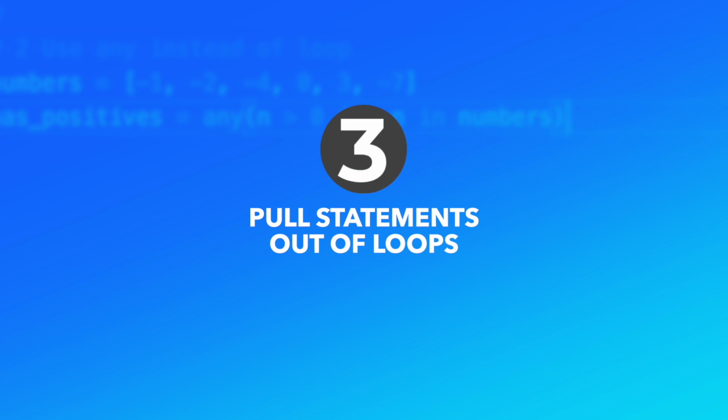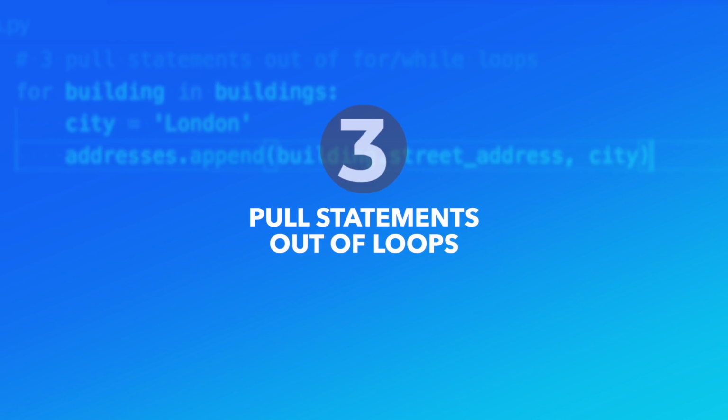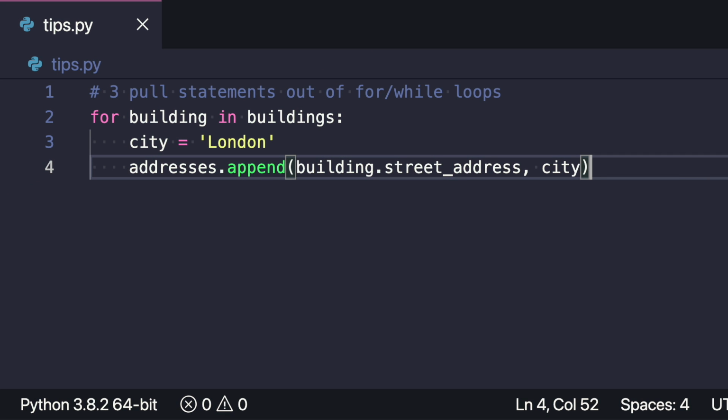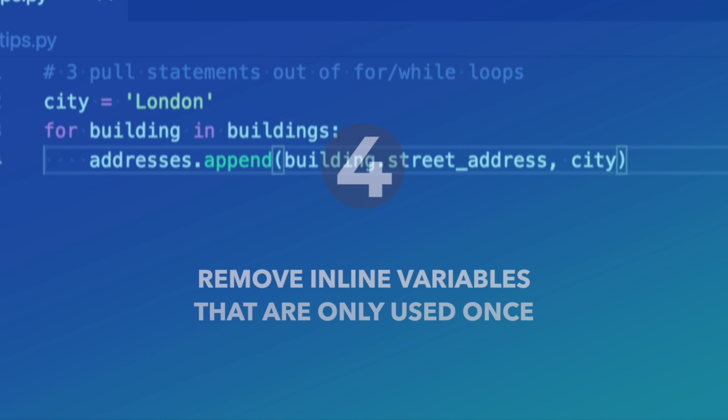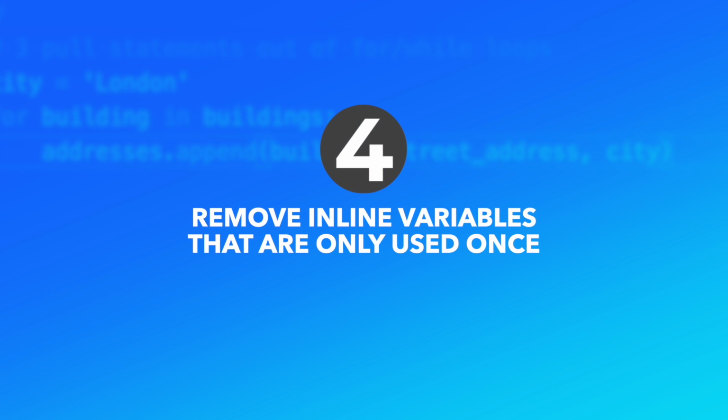Number 3, pull statements out of for or while loops. A lot of times you see loops where a variable is defined inside the loop, but it never changes. These are unnecessary operations, so just pull it out of the loop and then you only have to create it once.